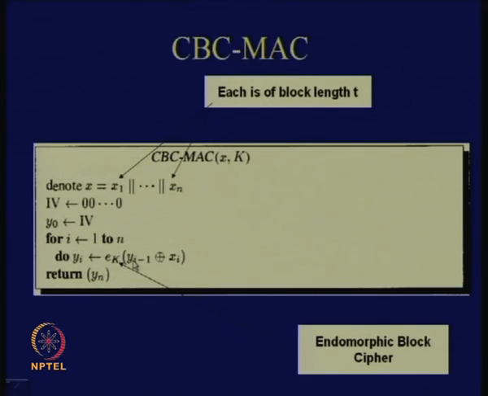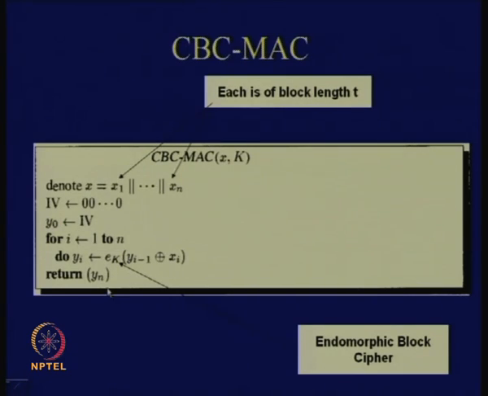Then you apply the CBC function. What was the CBC function? You take the previous value y(i-1), XOR that with xi, and apply the function ek, which is an endomorphic block cipher. You know what an endomorphic block cipher is. You keep doing that n times, and the final value yn is what you return as the MAC of x under the key k.